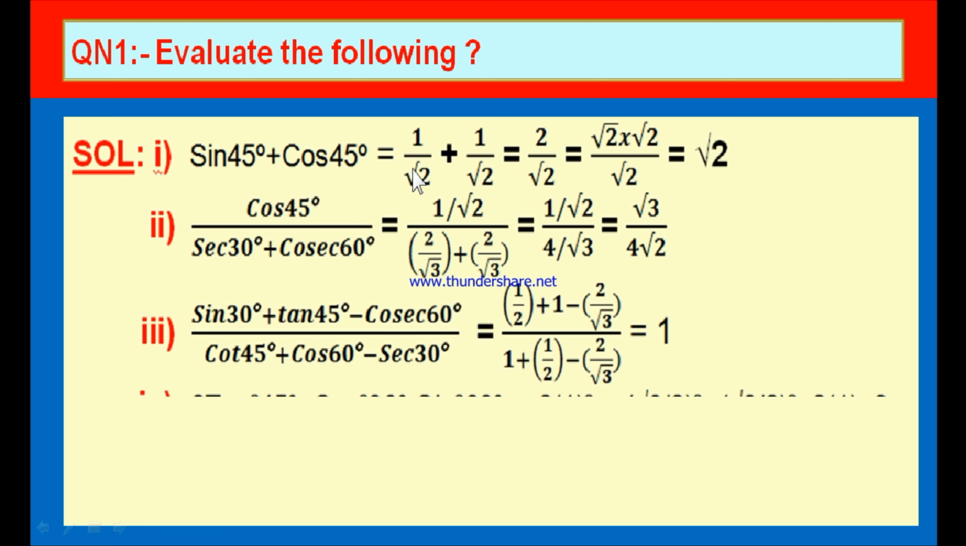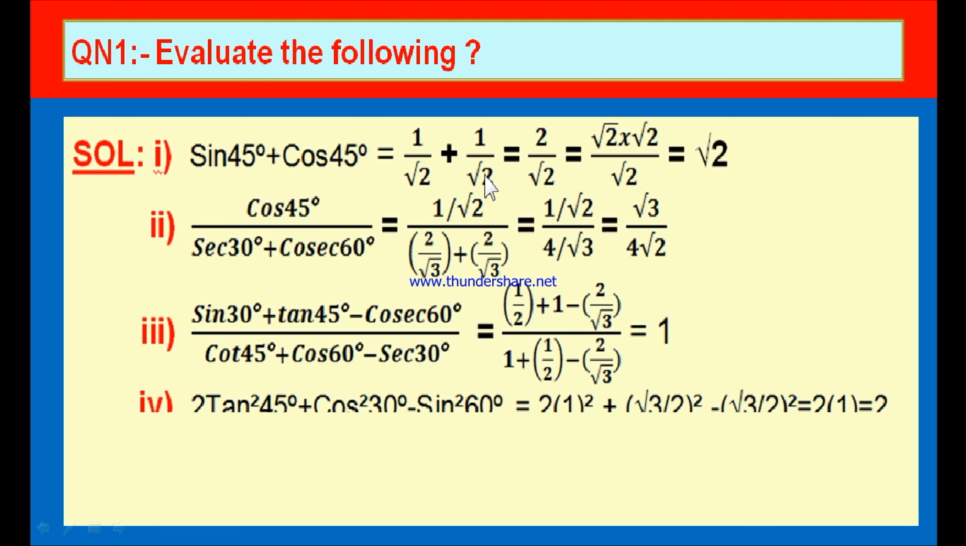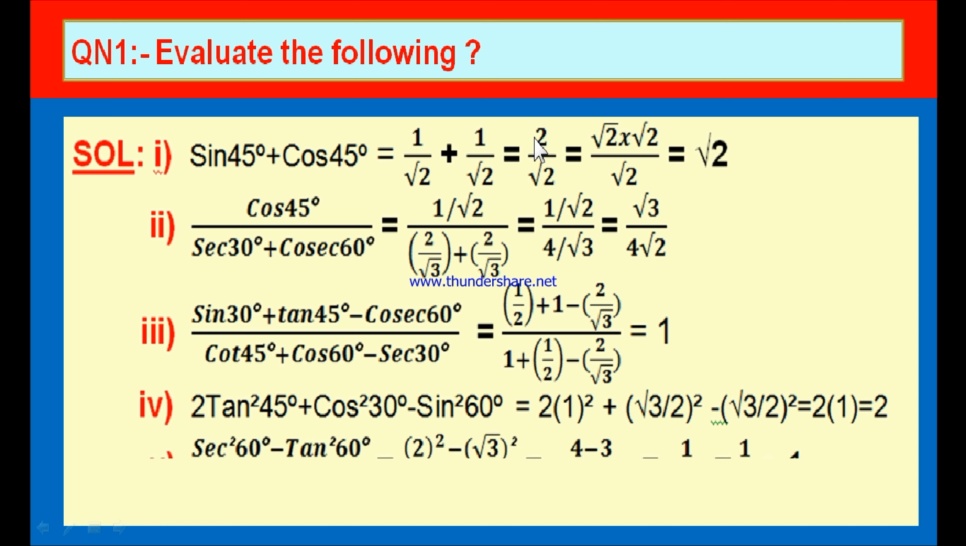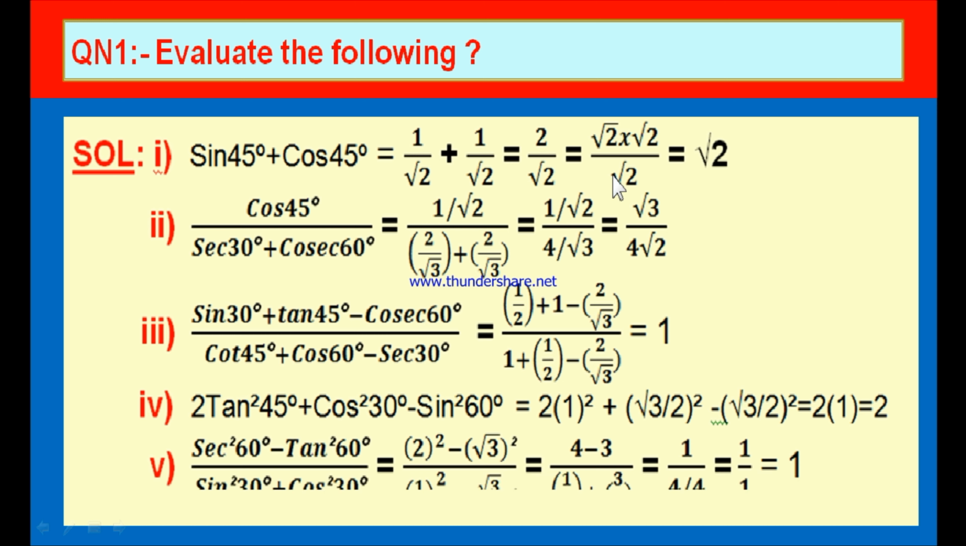For both the fractions, denominator is same, which is root 2. Therefore root 2 itself is the LCM. Now let us add both numerators. 1 plus 1 is 2, 2 by root 2. You can write 2 as root 2 into root 2 by root 2. You can cancel root 2 and root 2, so that we have root 2 is the final value of sine 45 degrees plus cos 45 degrees.